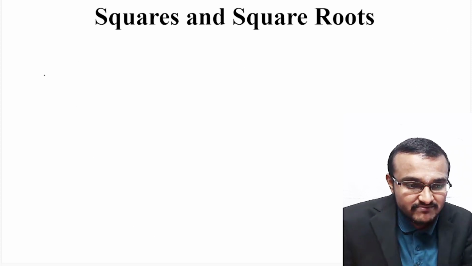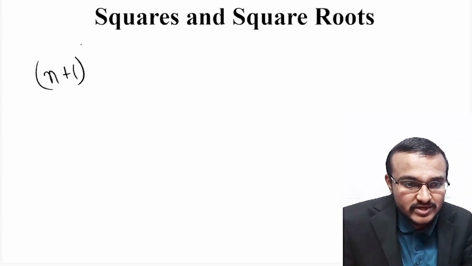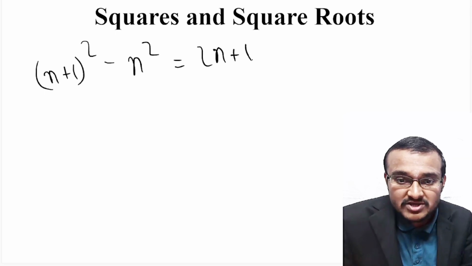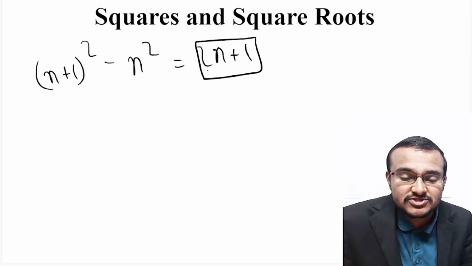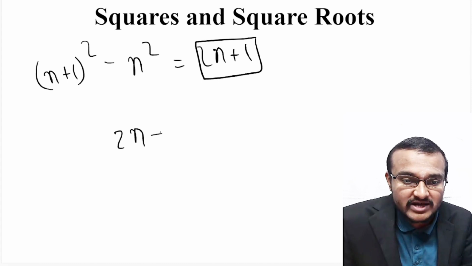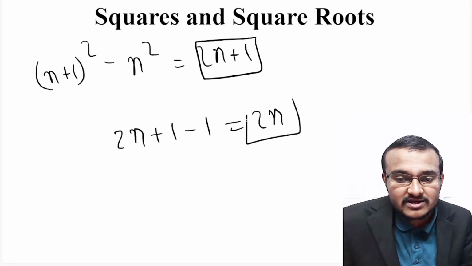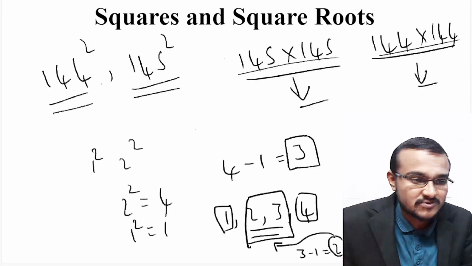Now when you make (n plus 1) whole square minus n square, you get 2n plus 1. This 2n plus 1 should again be subtracted by 1, so that you get the number of numbers between two perfect squares. So 2n plus 1 minus 1 will be equal to 2n. So now you can easily solve this question.